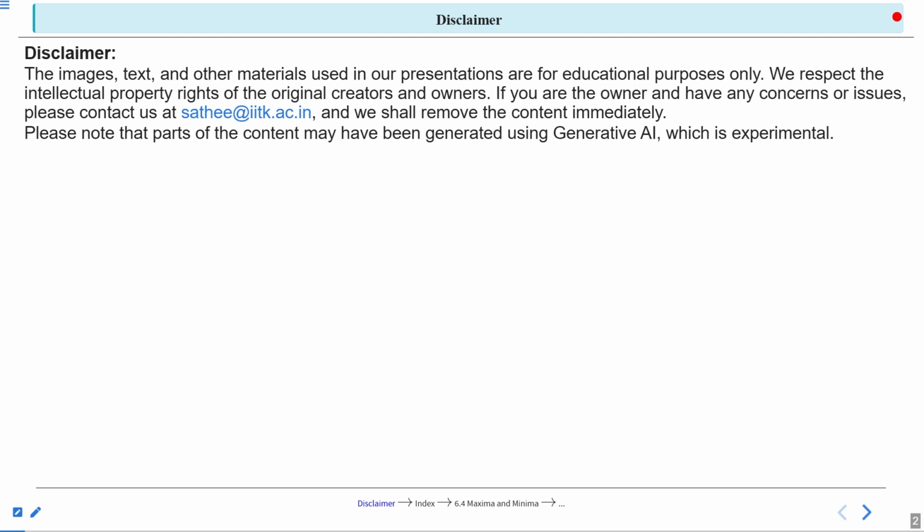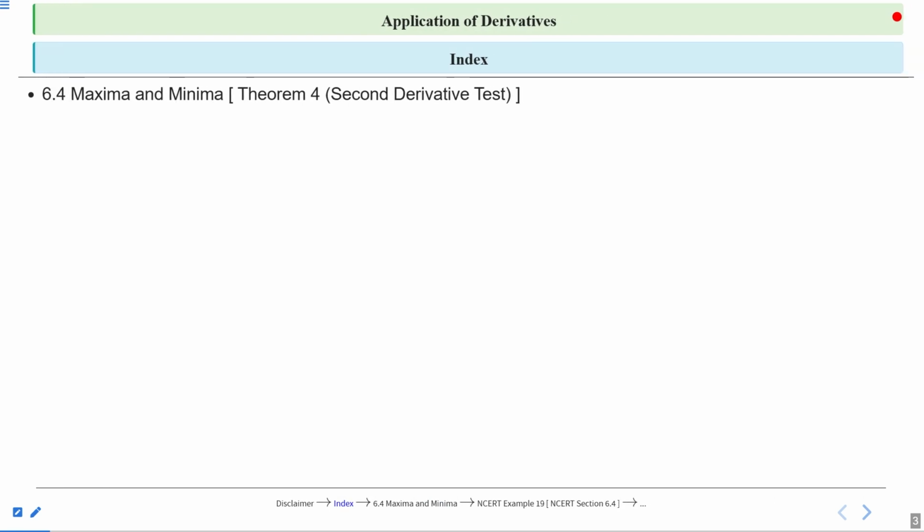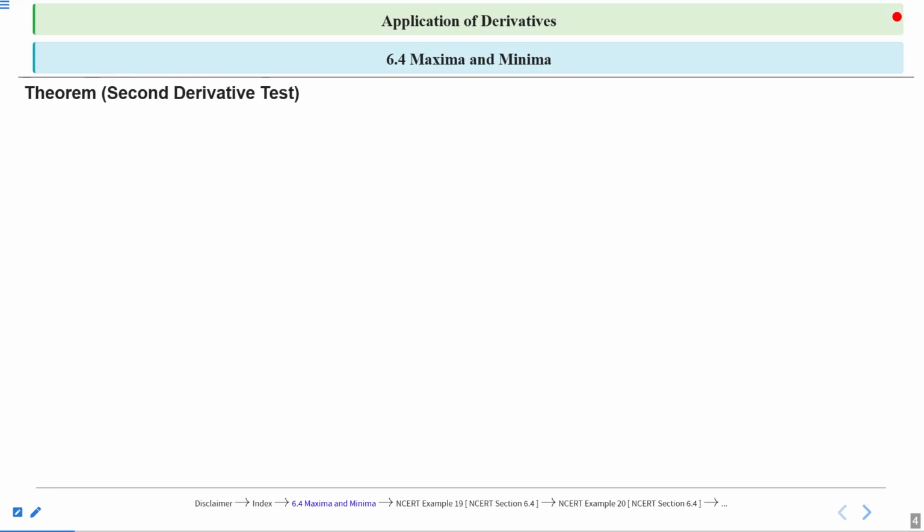So let us start. So in this class, we will study NCERT section 6.4 maxima and minima. We will see theorem 4, that is second derivative test. We will see examples 19 to 26. So let us start now. So NCERT section 6.4 maxima and minima. Theorem, second derivative test.